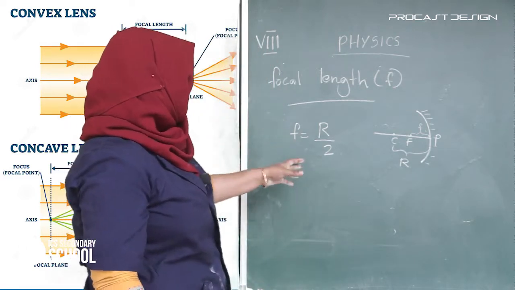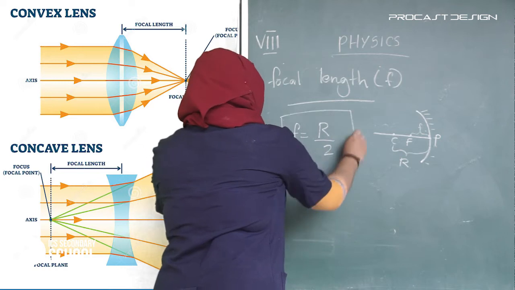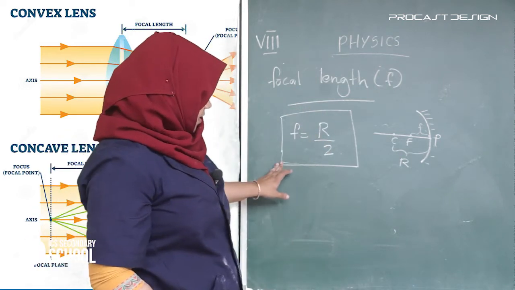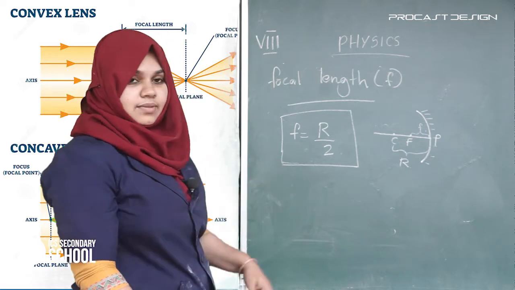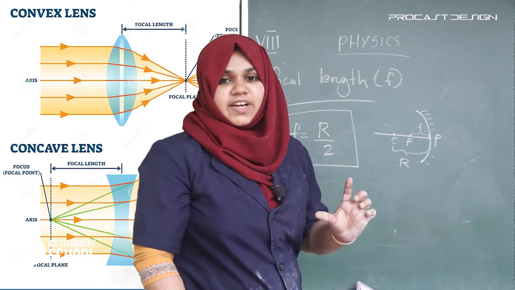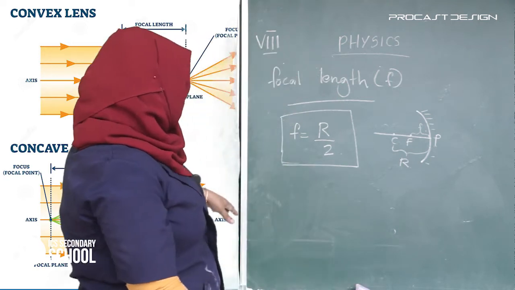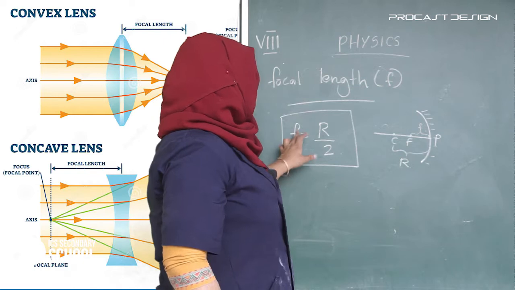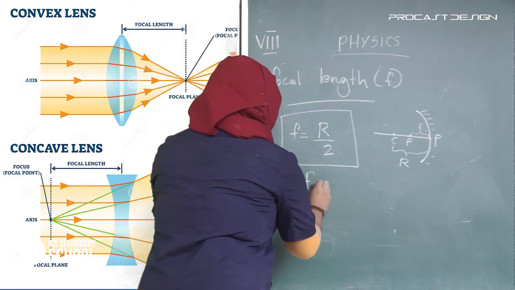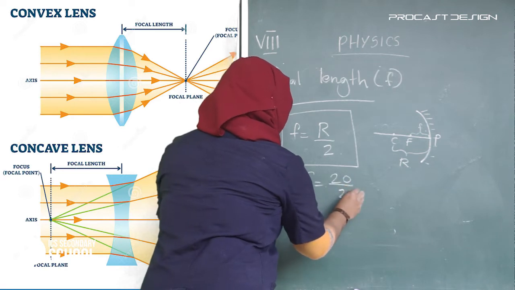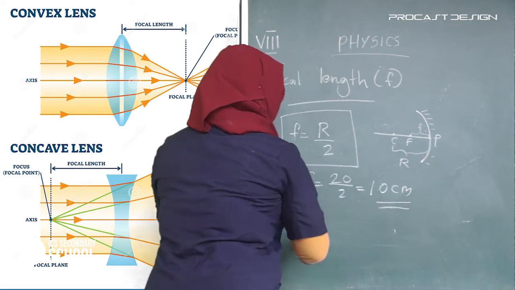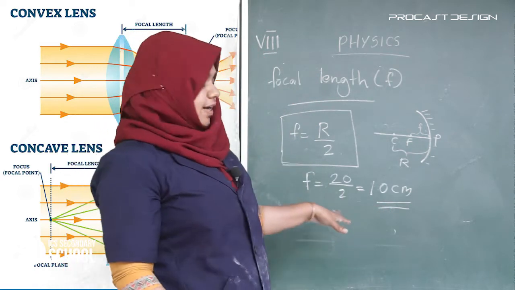From this equation we can solve the related problems. There is a question in your textbook. The radius of curvature of a spherical mirror is given as 20 centimeter. What is the focal length? 20 by 2, yes, 10 centimeter. Very simple to find out.